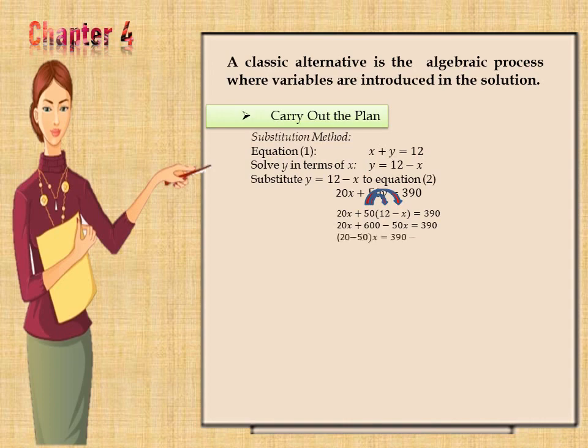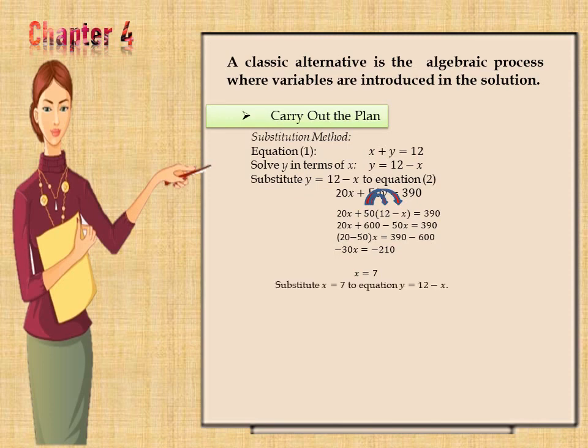So next is combine like terms. So we'll have 20 minus 50, copy the variable x, is equal to 390. Transpose the 600 to the right side, so we will have negative 600. So 20 minus 50 is negative 30x, copy the variable x, and 390 minus 600 is equal to negative 210. So we'll have negative 30x equals negative 210. Divide both sides by negative 30. So we'll have x equals 7.